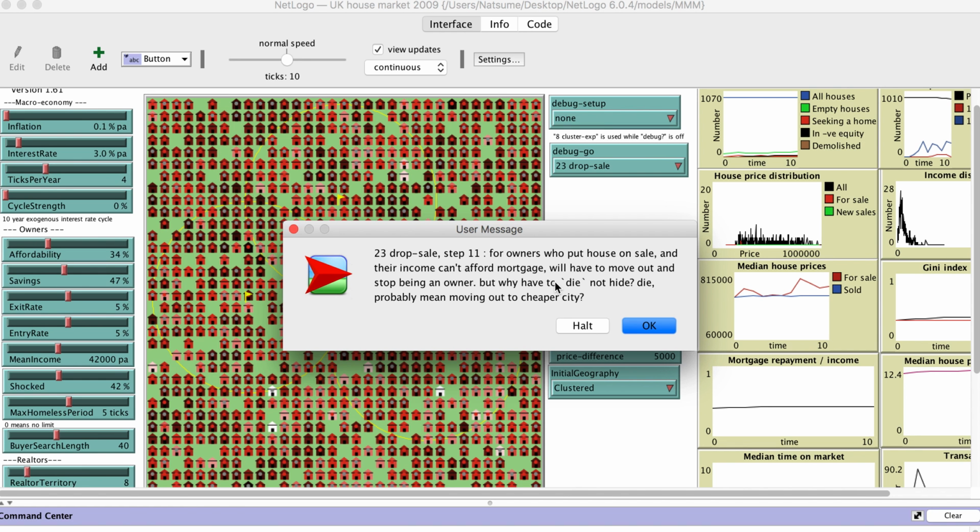So we have to make the owner die instead of hide it. Why not hide it? Because hide it means they still will somehow rent a place to live, or they will wait for the income to rise and then they can buy a new house. But here we use die, which means they cannot afford it, they have decided, and they probably have no hope to buy a house again. Therefore, they probably have to move out of the city. That's why we use die here.